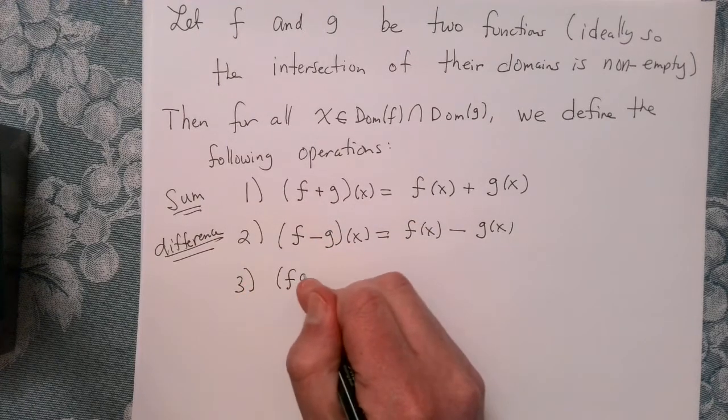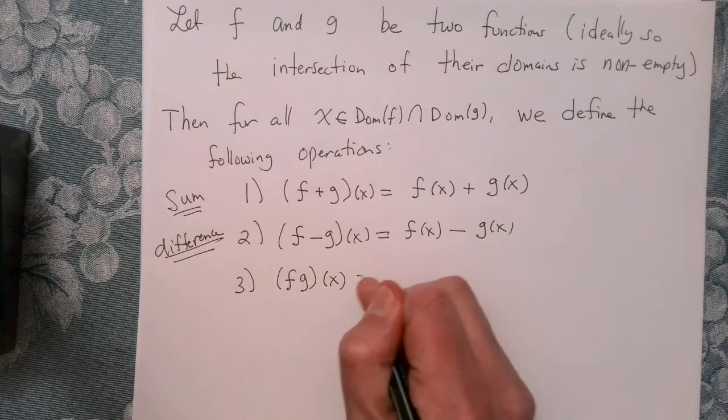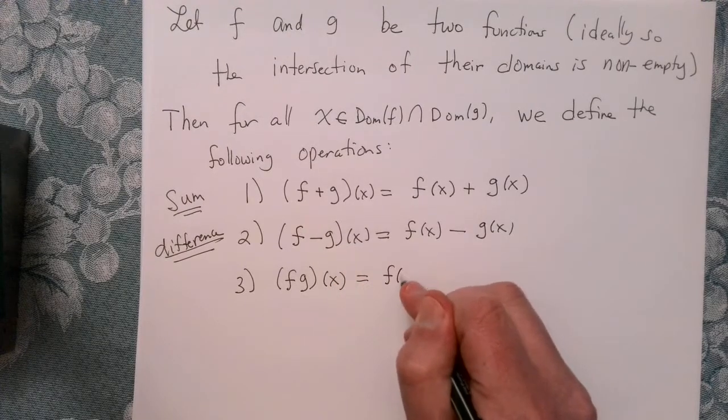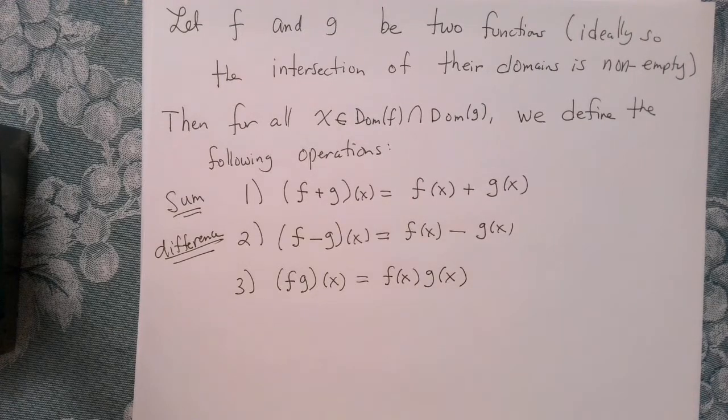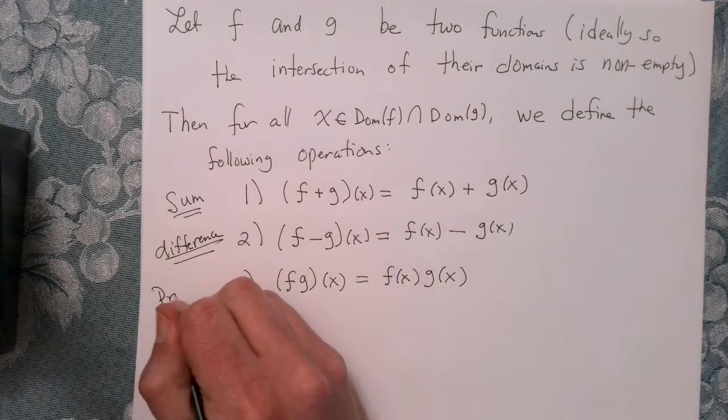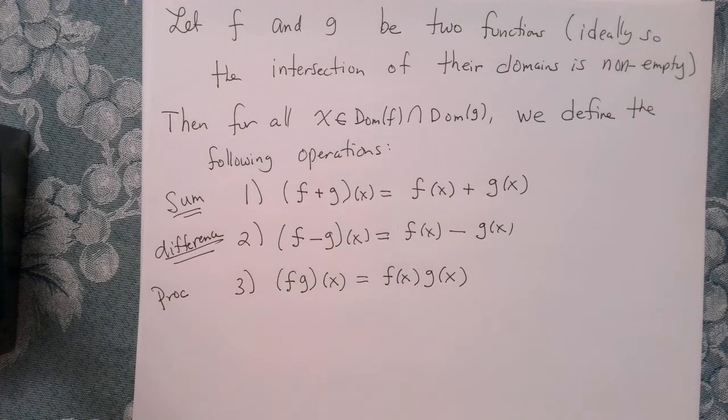Okay, so if I have this product function or product map, how do I compute it? How is it defined? Exactly as you'd want it to be, f of x times g of x. So that's the product function or product map.